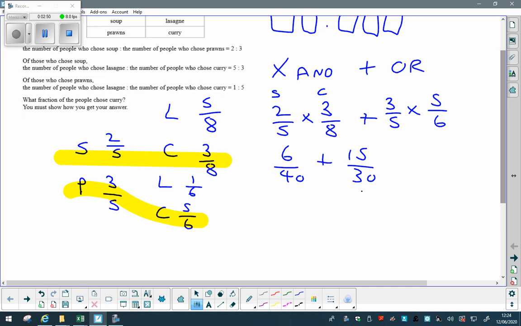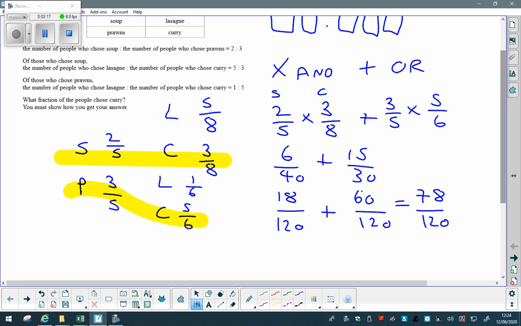I'm going to go for 120 because that's just an easy number to deal with. I've had to multiply my 40 by 3 to get 120, so that's 18. I've had to multiply my 30 by 4, which is 60. So that is 78 over 120.